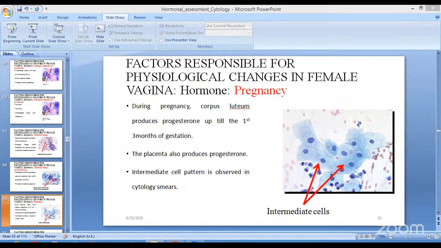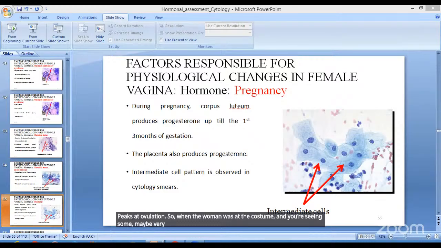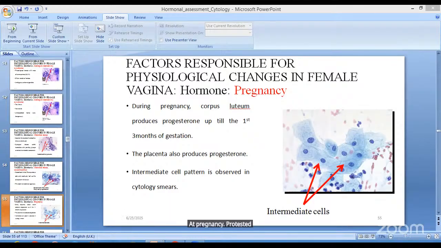At the early stage of pregnancy, you may find some superficial cells, which is still the remnant effect of estrogen at ovulation. Estrogen effect peaks at ovulation. So when the woman is at the first trimester and you are seeing maybe very few superficial cells, that is the remnant of the estrogen. But in pregnancy, the progesterone effect is what is seen, and it goes with intermediate cell cytological features.